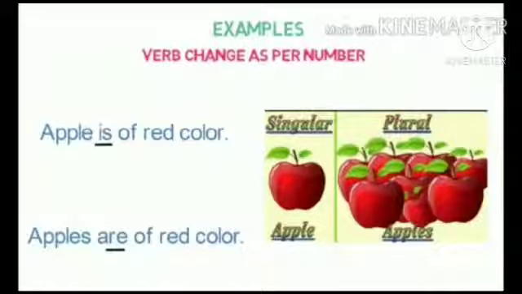Verb changes as per number, means according to singular and plural. Here in the example, you can see it is written apple is of red color. When we are speaking about an apple, we have used is, and when we are speaking about more than one apple, that is apples are of red color. So here you can see when the number changed from singular to plural, the verb also changed. So is and are finite verbs.